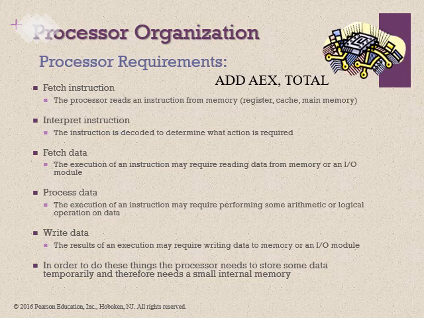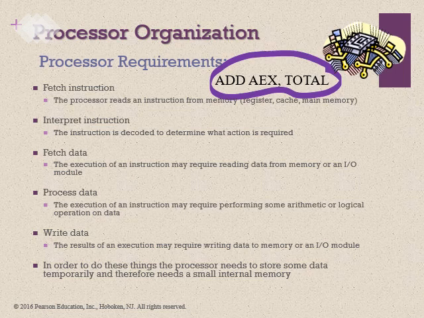To understand the organization of the processor, let us consider the requirements placed on the processor, the things that it must do. Let us look at one instruction example, ADD AEX, total. So first we need to fetch the instruction. That instruction, we got it from the memory. Then we need to interpret or decode the instruction. See what do we want to do? It says that we need to add. Then we fetch data. So the instruction sees that we have to get the data total from the memory. And then we process the data. So we have to do some addition by the ALU. And lastly, we write the data because once we add, we need to save it in the AEX register.